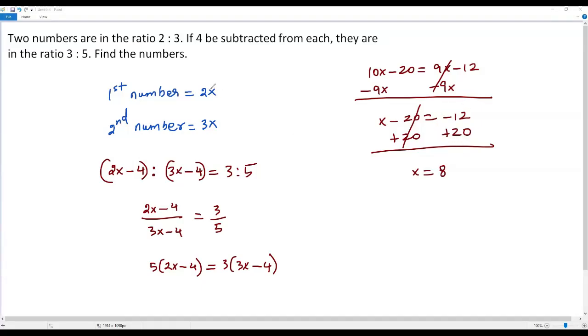Now we can plug in x equals 8 over here to get the first number. That is 2 times 8 equals 16. And also we can plug in x equals 8 over here to get the second number. That is 3 times 8, which is equal to 24. So the two numbers are 16 and 24.